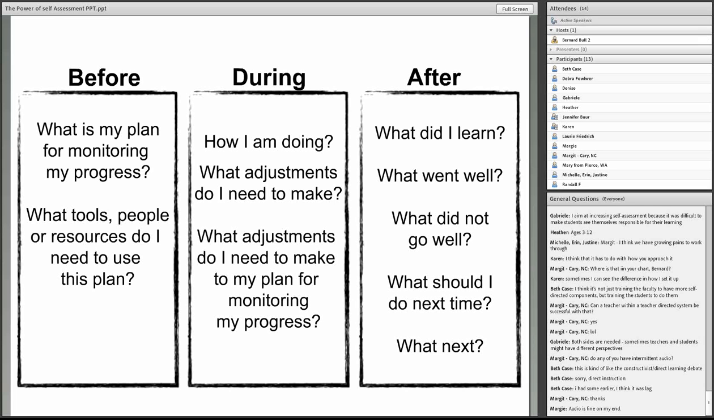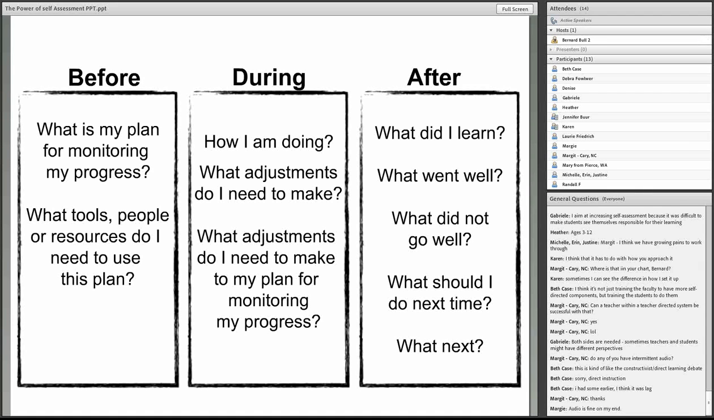And then after the lesson, the learner has the chance to ask, well, what did I learn? And maybe even, how could I prove that I learned that? What evidence could I provide that I learned it? What went well? What didn't go well? What should I do next time? And what am I going to do next? Where do I want to go with this? Maybe the learner is very fascinated by the topic and they want to explore something independently or on their own.